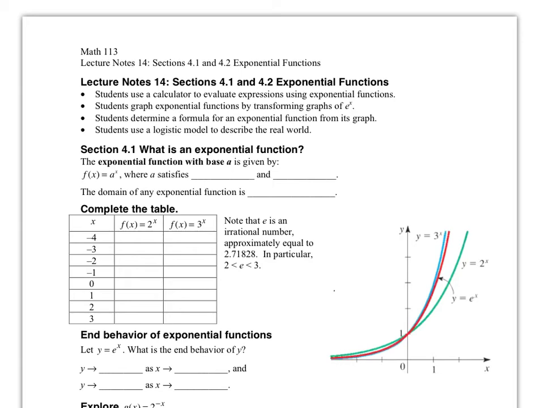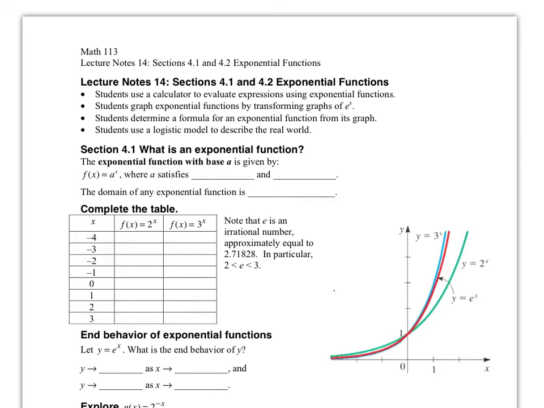Hello everyone. This video is going to cover the lecture notes for week 14, and the topic covered is just exponential functions. So what is an exponential function?